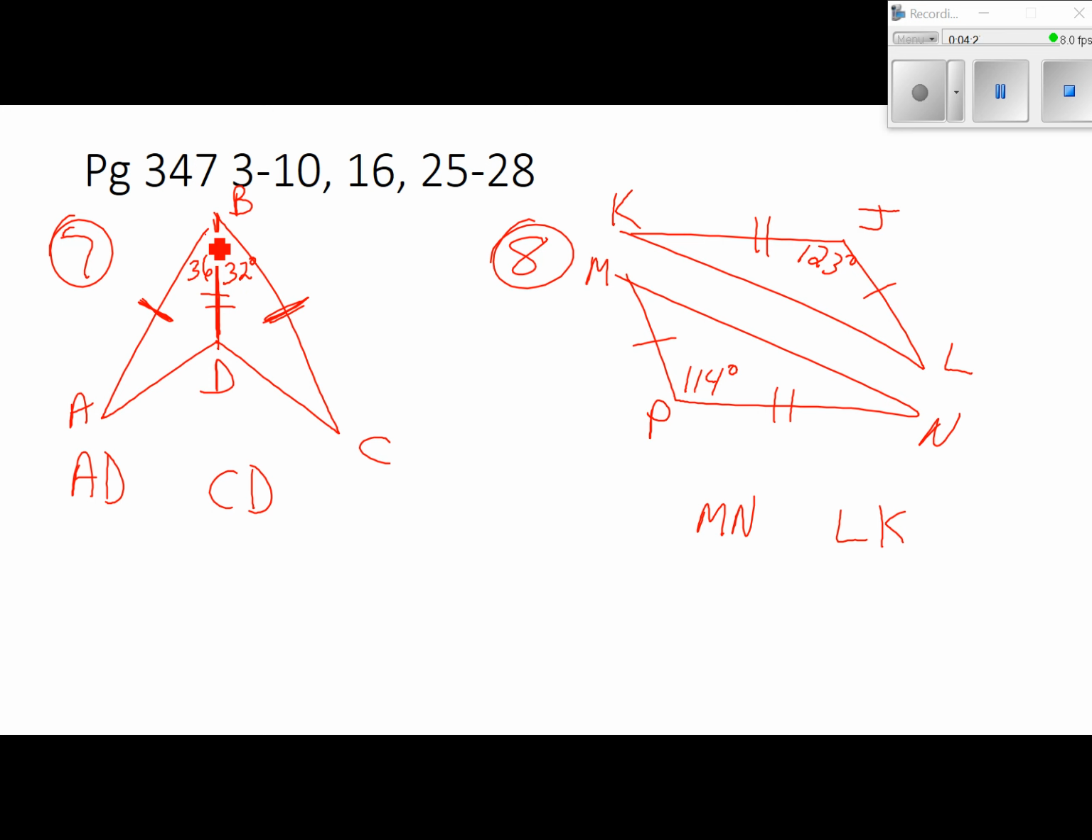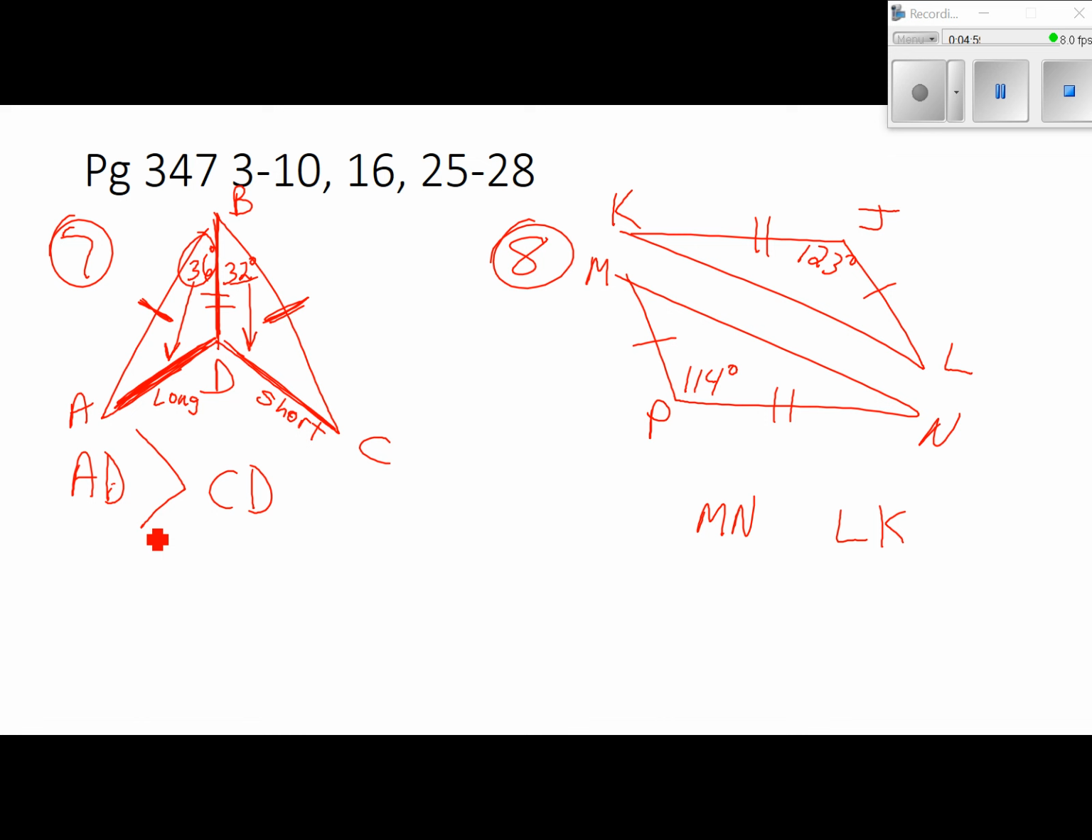Since this is a 36-degree angle, and this is a 32-degree angle, the 36 is bigger, so that means segment AD here has to be the longer segment, so this one has to be longer than segment CD, which is this one, which would be the shorter one, because it's across from the smaller angle. So AD has to be longer, well then AD has to be the greater than. So the greater than symbol goes in there.